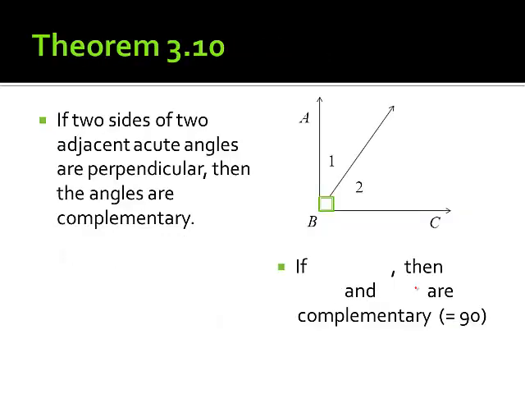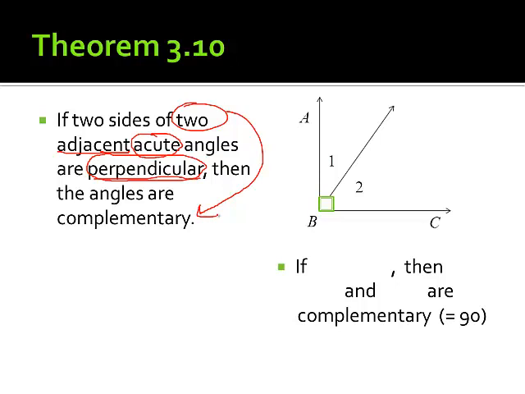Okay, this one is another theorem: if two sides of two adjacent acute angles are perpendicular, remember adjacent means they're right next to each other sharing a side. So we know that the two angles are going to be acute, but we know that two sides of them are going to be perpendicular. We can state that they are complementary, and the reason we can is because perpendicular lines create 90 degrees. And if we have two angles that form 90 degrees, we call that complementary.